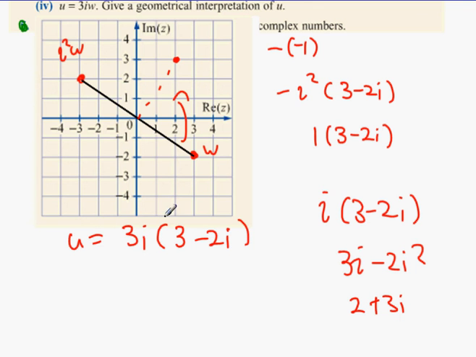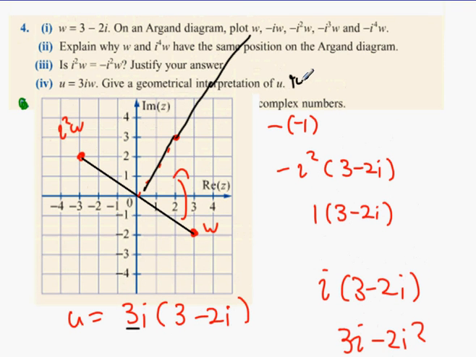Now we've got to multiply by the 3, and multiplying by the 3 we get 6 + 9i, and what this has the effect of is basically tripling the length. So what happens is it's a 90-degree anti-clockwise rotation, and then 3 times the original length. Okay, and that's the end of question 4.